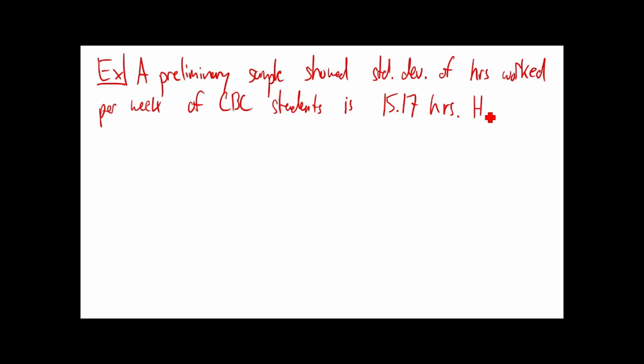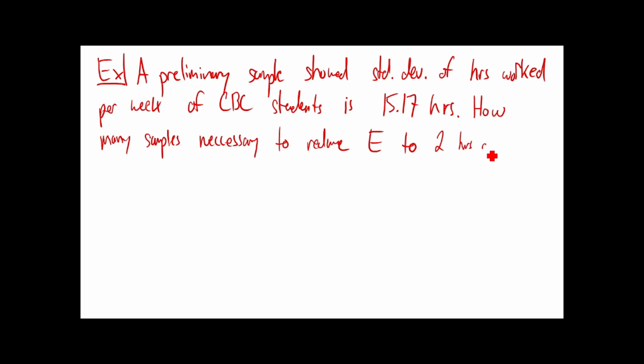So my question would be, how many samples would be necessary to reduce our margin of error to, how low would you want to get it? 1 hour, 2 hours? What do you think? You choose. You want to get your error down to 3 hours, 2 hours, 1 hour? 2 hours, okay? To 2 hours or less. And what confidence do you want to have? You choose. 90. Okay, so we'll just stick with 90% confidence.